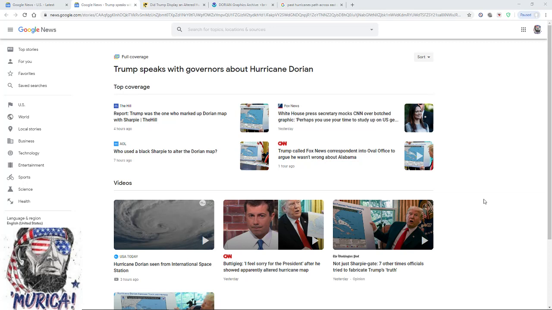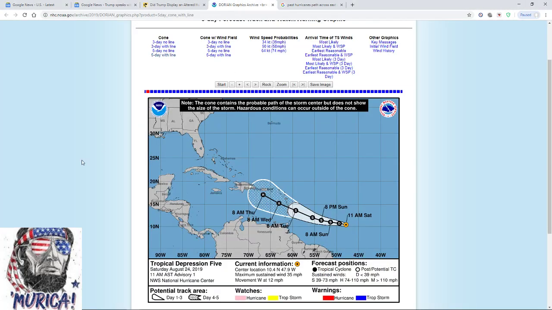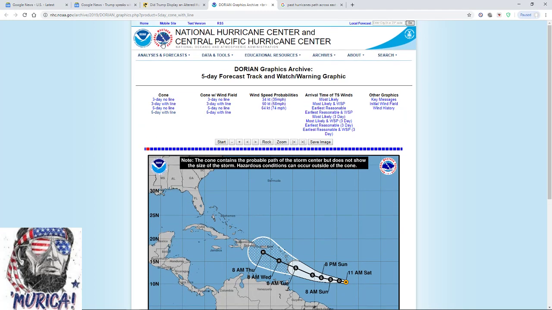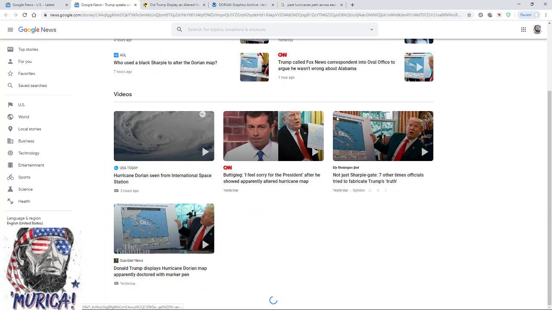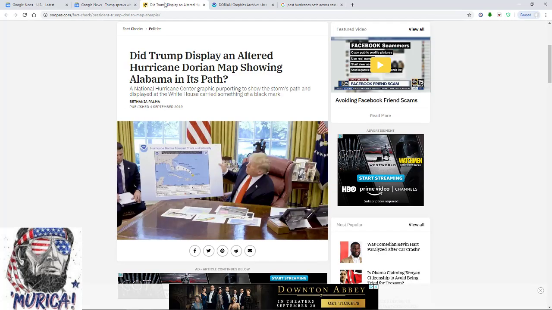I don't know if you know this, but Trump had an image of Hurricane Dorian that he snagged off this side here, National Hurricane Center and Central Pacific Hurricane Center. That was the forecast for it. You can see it here in this image, and then there's this little mark on it where people drew along the coastline because people do stuff like that when they're talking. And there it is.